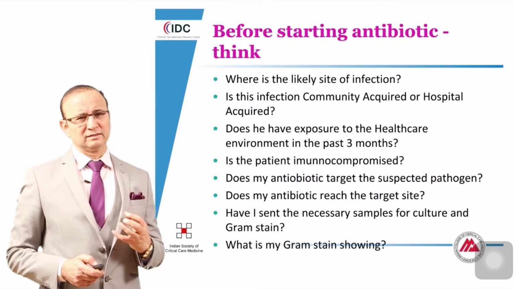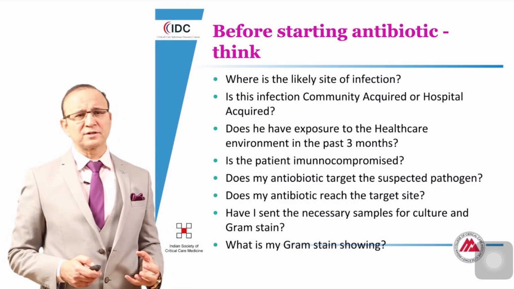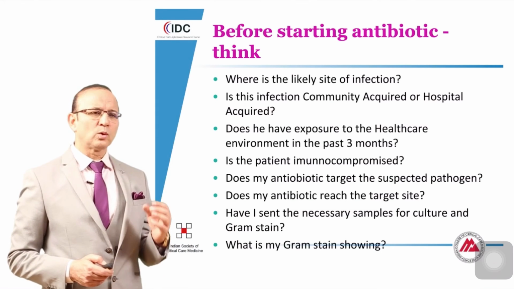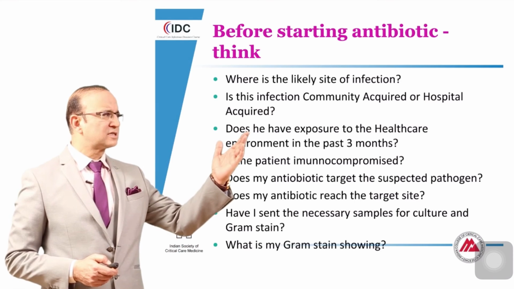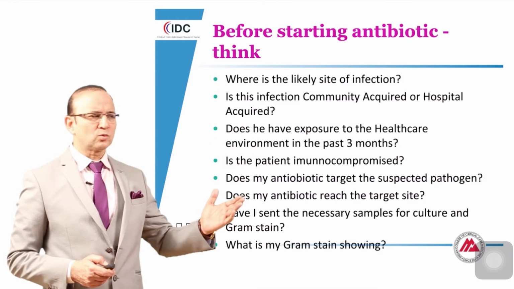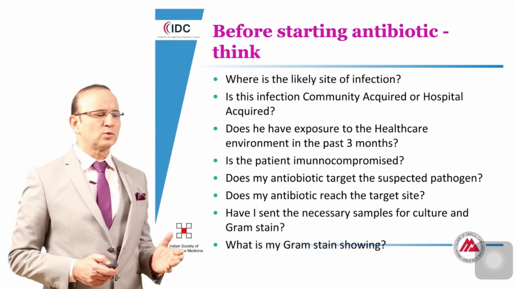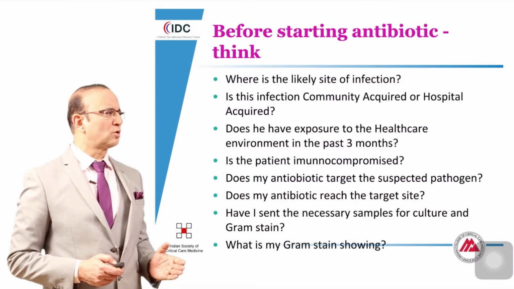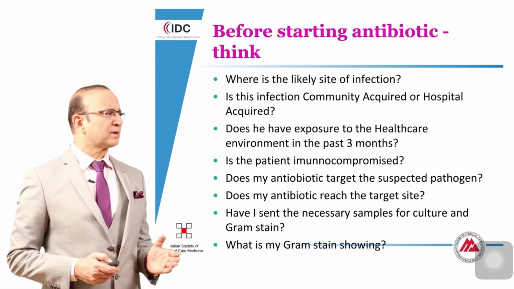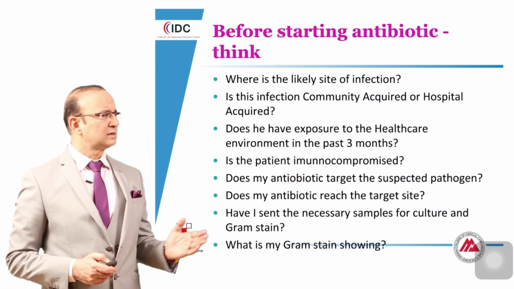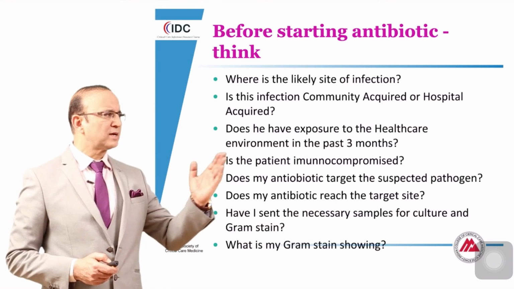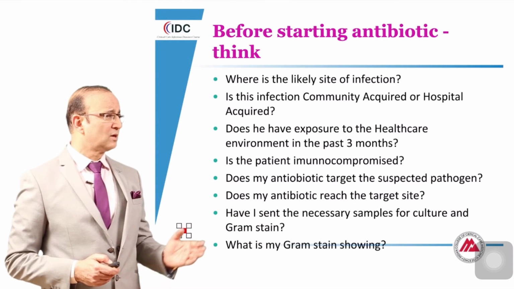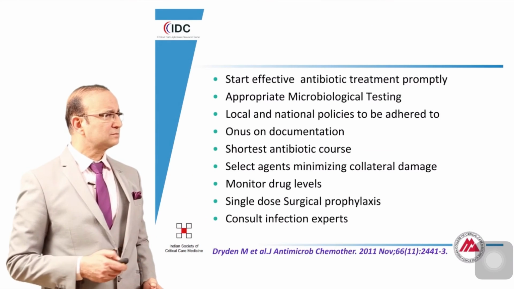So I will just talk about, for every patient, that before starting antibiotics, one should think: what is the site of infection? Is this infection community acquired or hospital acquired? Does he have exposure to a healthcare environment in the past 3 months? Is the patient immunocompromised? Does my antibiotic target the suspected pathogens? Does my antibiotic reach the target site? Have I sent the necessary samples? What is the gram stain showing?